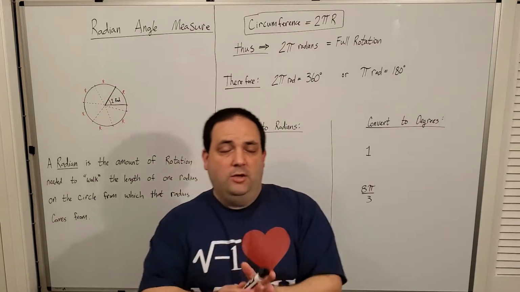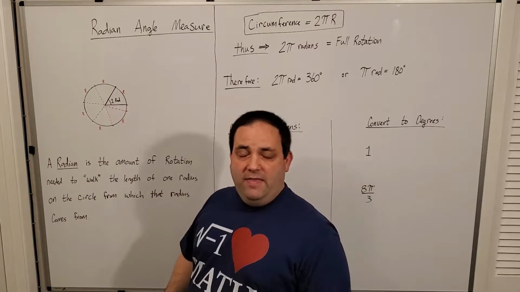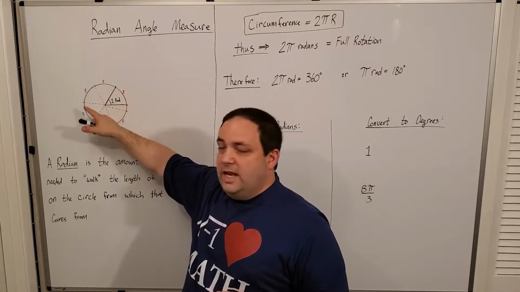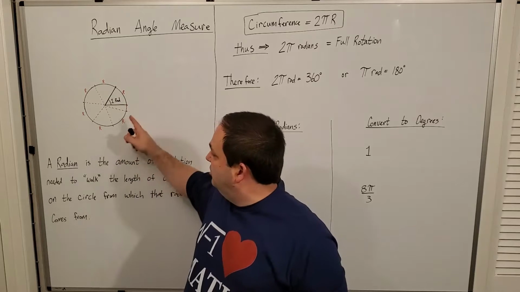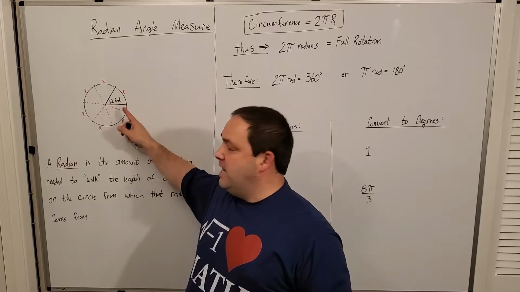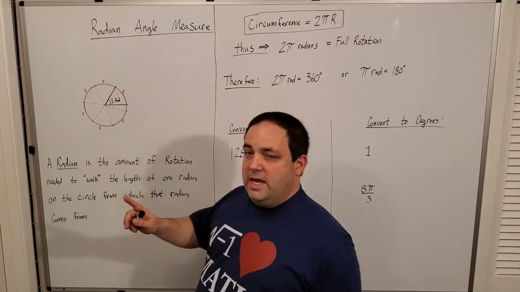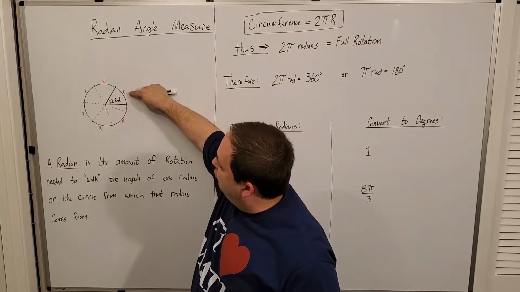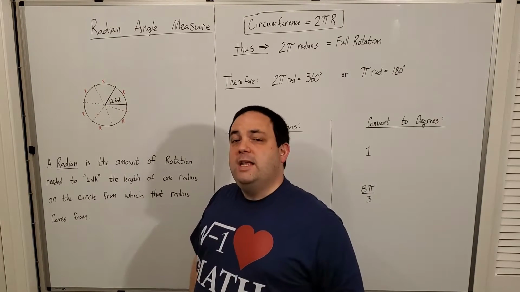Here's what a radian is. A radian is the amount of rotation it would take for someone walking in a circular path, tracing out this circle as they walk, to walk a distance that's equal to the radius of the circle they're walking on. So let's go through that again. 1 radian is equal to however much rotation it takes to walk a radius length on the edge of the circle that the radius is measured from.